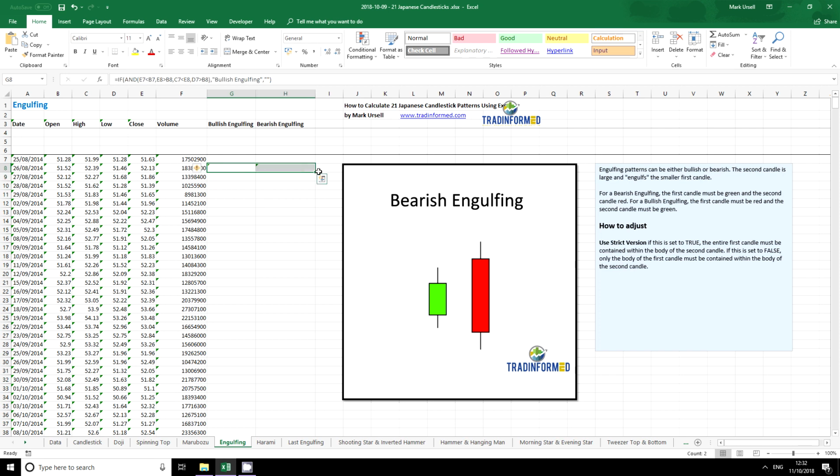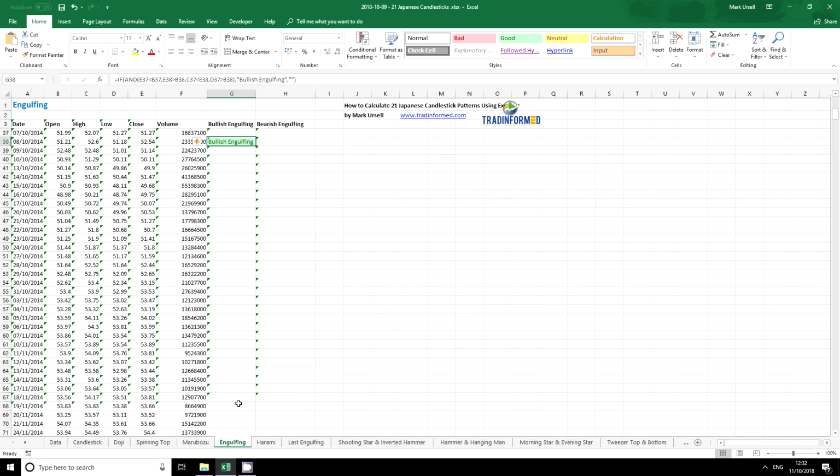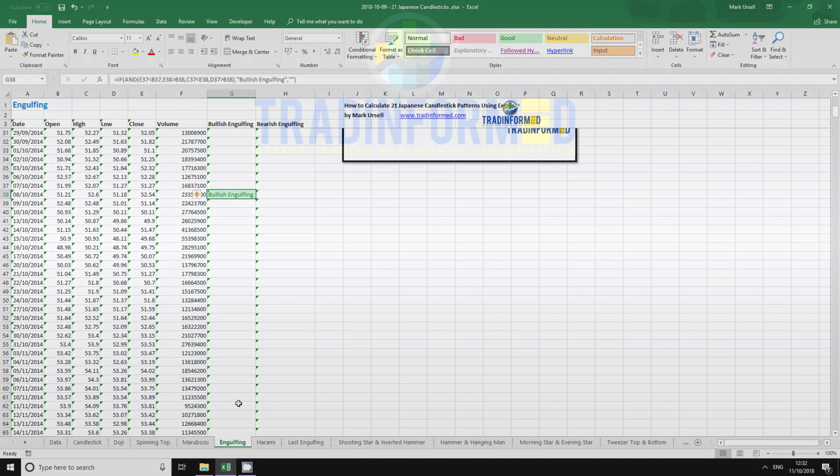We highlight both of these cells, we double click here, and we can see that every time an engulfing pattern is hit, we get a signal.